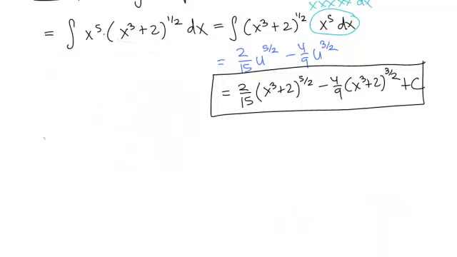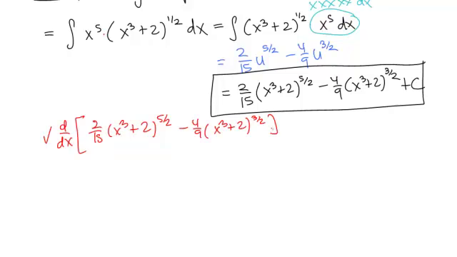Perhaps the easiest way to check would be, well, to simply take the derivative. So if we take the derivative of 2/15 times x cubed plus 2 to the 5/2 power minus 4/9 times x cubed plus 2 to the 3/2 power, well, let's see, the 2/15 would come along for the ride. The derivative of blank to the 5/2 power would be 5/2 times blank to the 3/2 power times the derivative of blank. The blank is x cubed plus 2. The derivative of that is 3x squared.